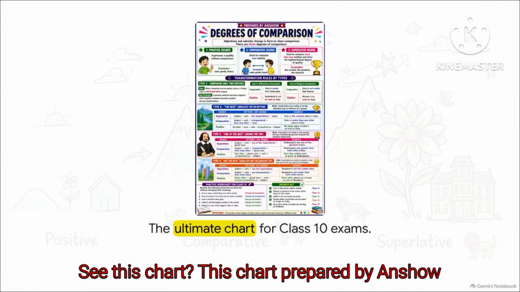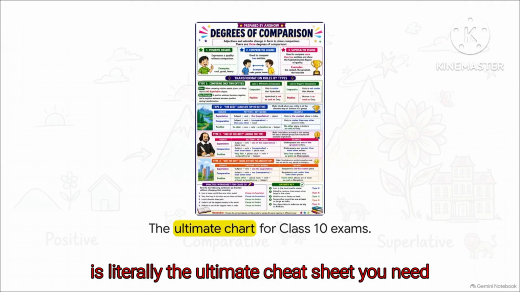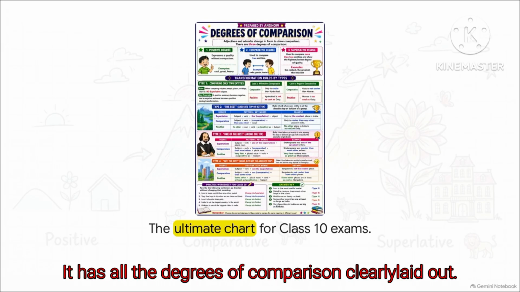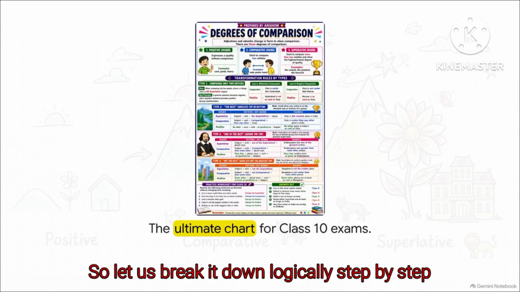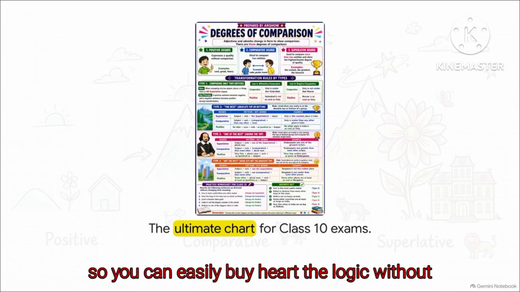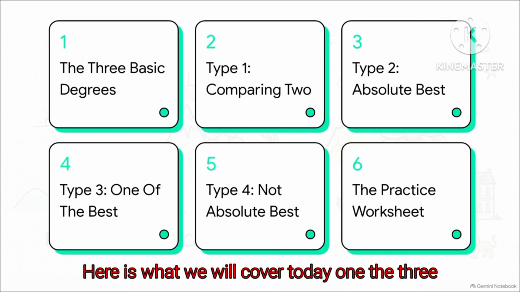See this chart? This chart prepared by Ansho is literally the ultimate cheat sheet you need to score full marks in your board exams. It has all the degrees of comparison clearly laid out. So let us break it down logically step by step so you can easily by heart the logic without any confusion. Here is what we will cover today.